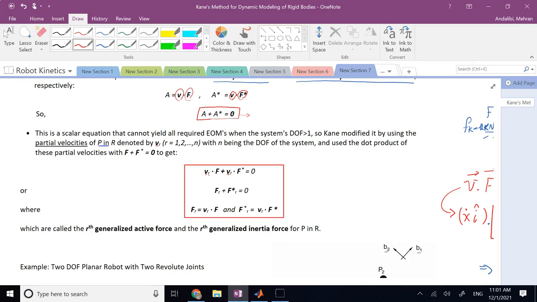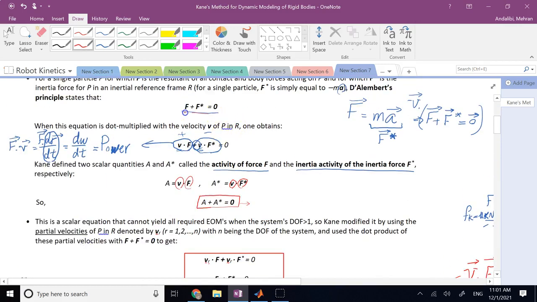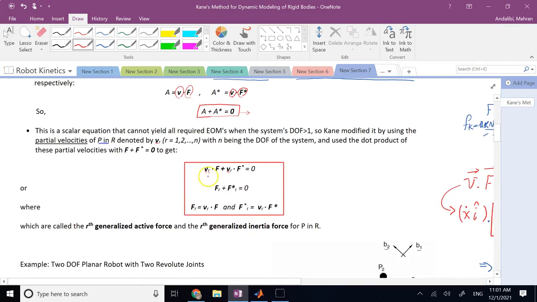So Kane has to reformulate this to be able to apply to more than 1 degree of freedom. And what he did was, instead of the dot product of v with F on both sides of this equation, he dot producted partial components of v, partial velocities, vr dot F, where r here is a variable that can change from 1 to n, and n is the degrees of freedom.